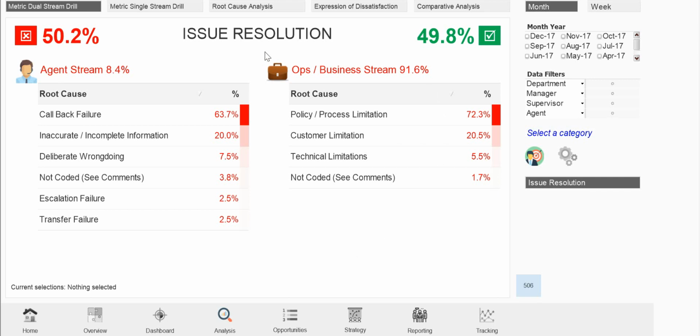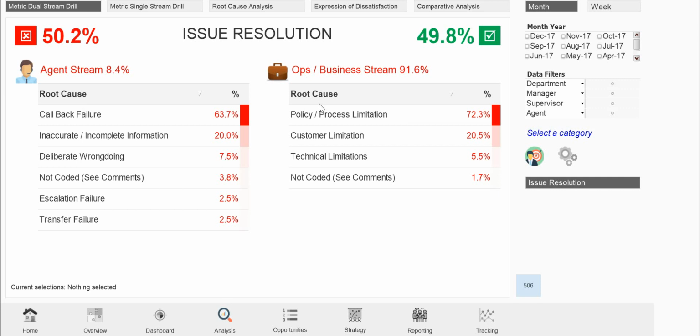Of the 50.2% where issues were not resolved, this then breaks down into an agent stream and an ops or business stream impacting factor. The agent stream is solely focused on those things that are within control of the agent to achieve first call resolution. The ops or business stream focuses on those elements that may have an impact on first call resolution that is not within the agent's control. As an example, this could be the impact of a policy or process limitation due to a turnaround time that has to lapse prior to the customer's issue being resolved. Hence, there was no first call resolution.